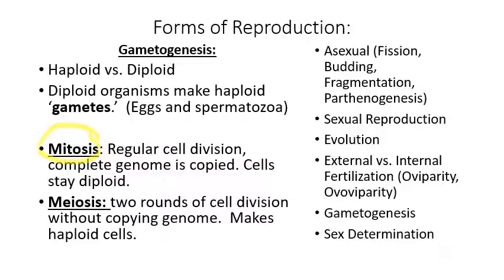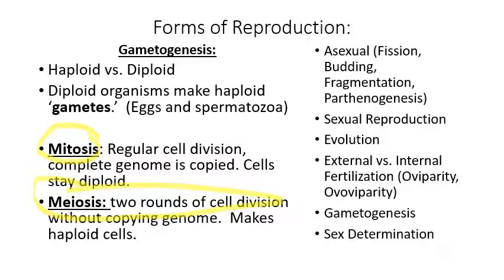So after the second division, you end up with 4 cells, each of which only has 1 copy of each chromosome. And that cell is called a gamete. So when you have 2 rounds of cell division, and the second round is not preceded by copying the chromosomes, that is referred to as meiosis. We call the first round of cell division meiosis 1, and the second round we call meiosis 2.